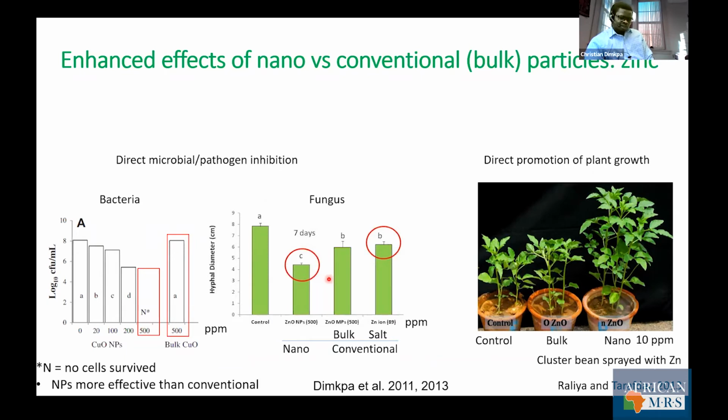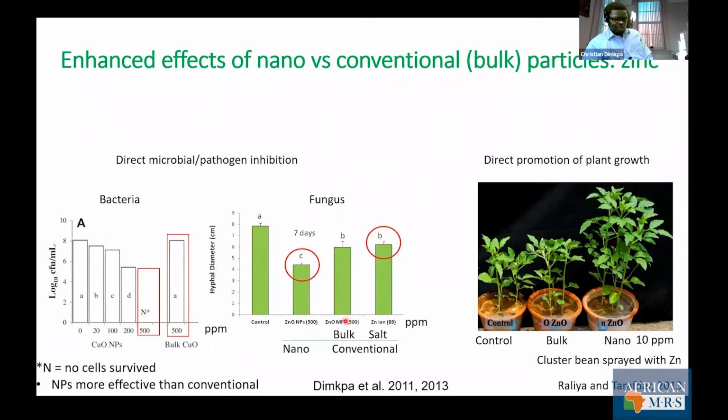If you look at the fungus, this is a pathogen, and you want to inhibit pathogen growth so your plants can do better. So you add your zinc oxide nanomaterials at 500 ppm. You see a significant drop in the growth of the fungus compared to the control after 7 days.